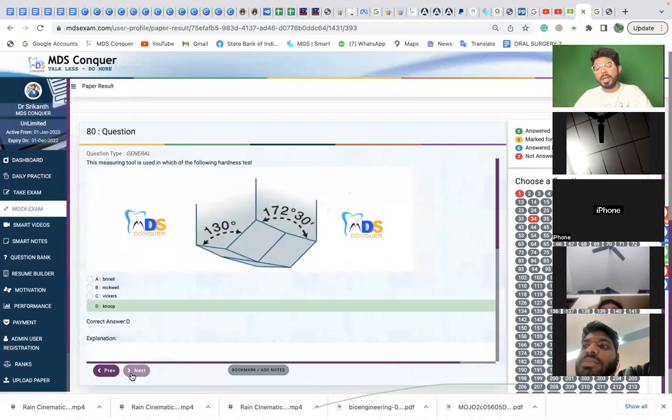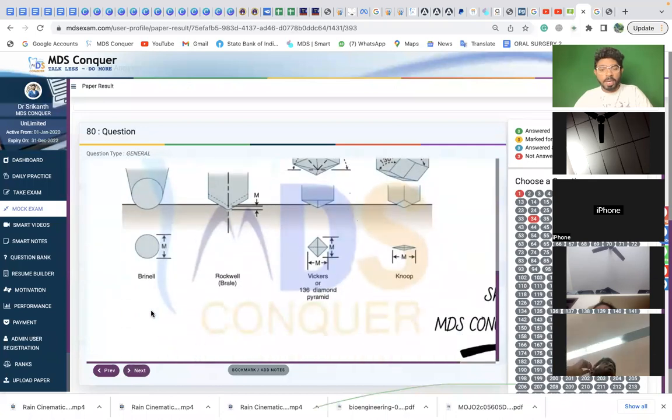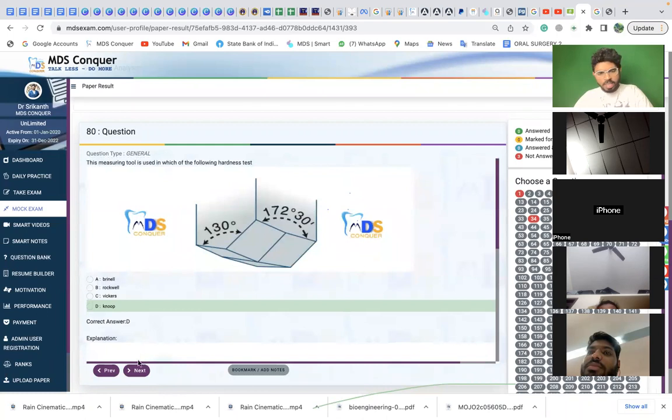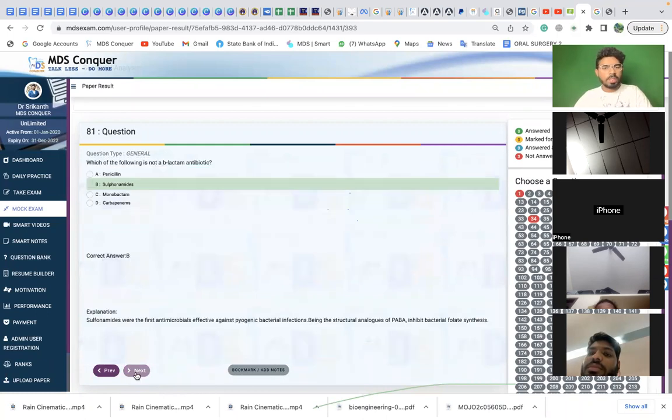Because I told you to check micro hardness and macro hardness. Micro hardness is something below 9.8 newtons or below 19 micrometers. So this is micro hardness, and above that is macro hardness. I told you to check out the tool diagrams. I told you to check out this particular diagram. At least now, if you went wrong, please try to check it. This is an easy question.